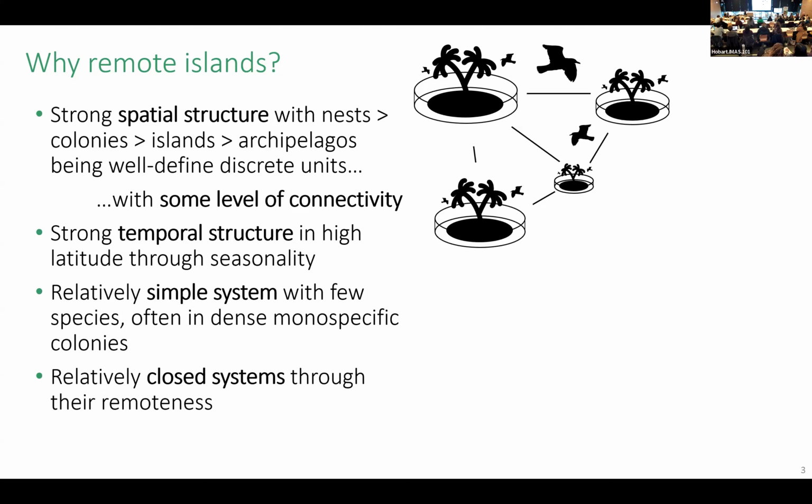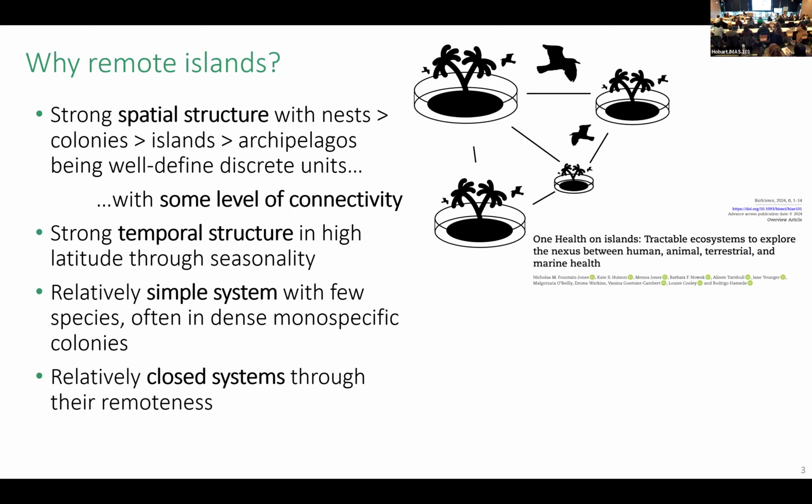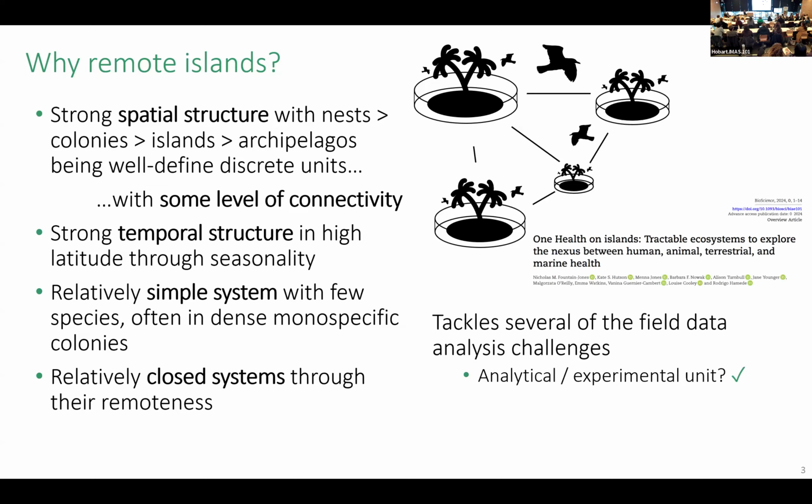And finally, I mentioned there's a little bit of connectivity, but they are relatively closed systems. So again, very well-defined units. That's again some of the points that were mentioned in Nick's paper. And so concretely, what it means is that we can tackle several of the usual challenges we are working with in field data. So it's not perfect, but it's better than other systems.